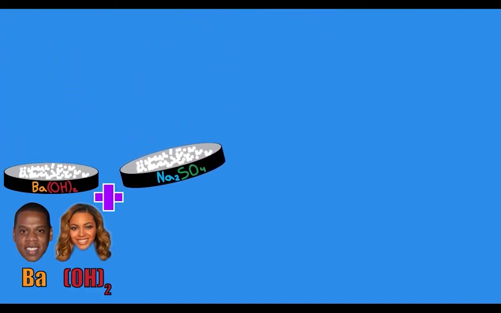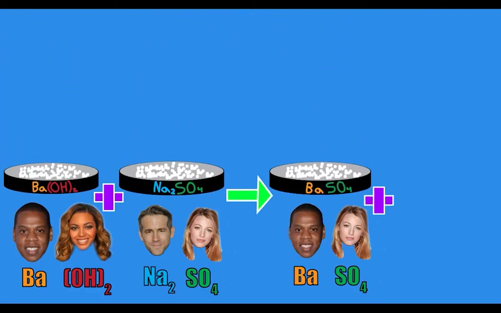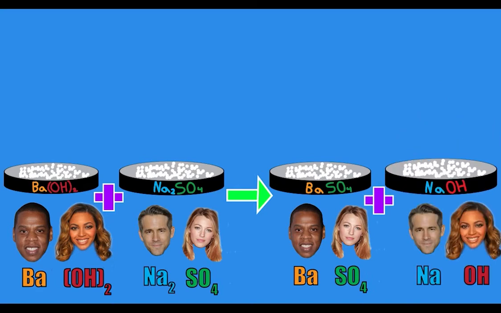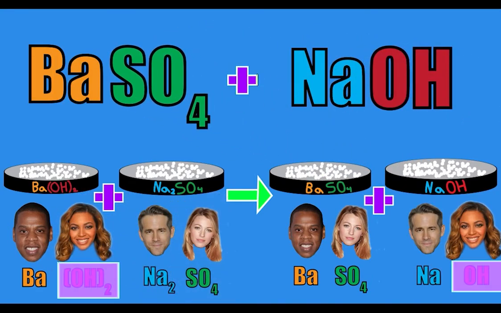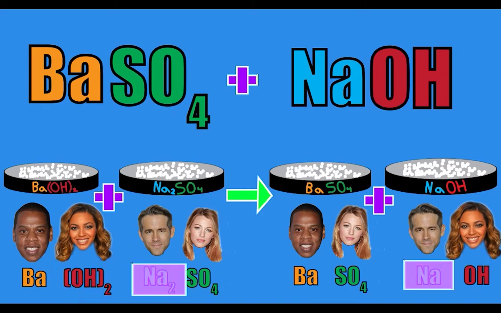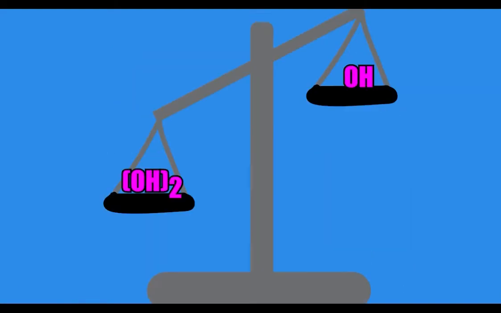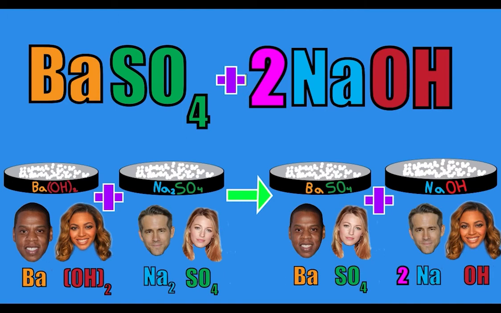For example, if we have barium hydroxide plus sodium sulfate, it equals barium sulfate plus sodium hydroxide, and we swap the hydroxide with the sulfate. Finally, the hydroxide and sodium on both sides are unbalanced, so we add a coefficient of 2 to balance it out.